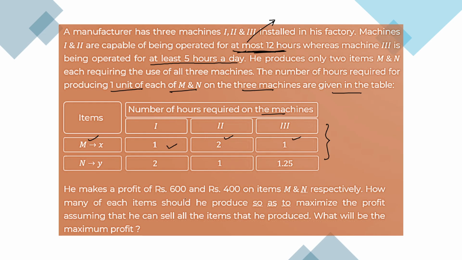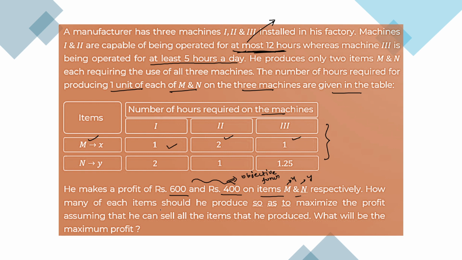They will give you the constraint equations, or we can say inequalities. The next one, he makes a profit of 600 rupees and 400 rupees on the items M and N. So M and N items we are writing as X and Y. So what is this? This is giving you the objective function. So by reading the word problem, you must identify which is the objective function and which are the inequalities or constraints, right? So in this case, this will be giving the objective function.